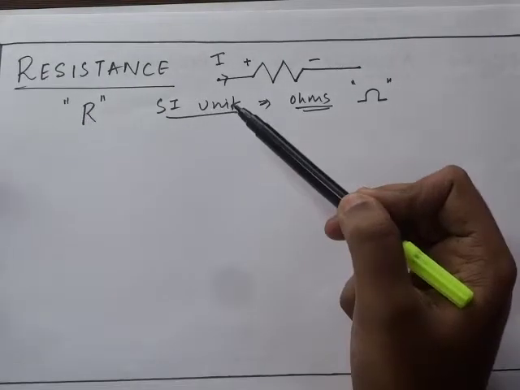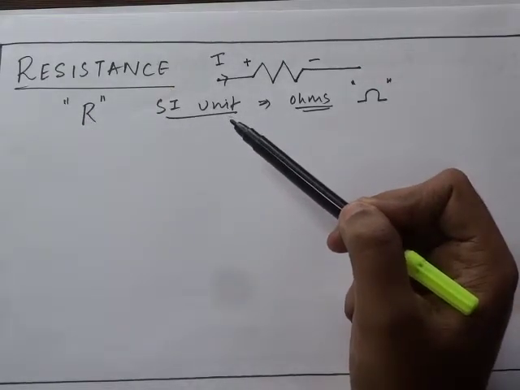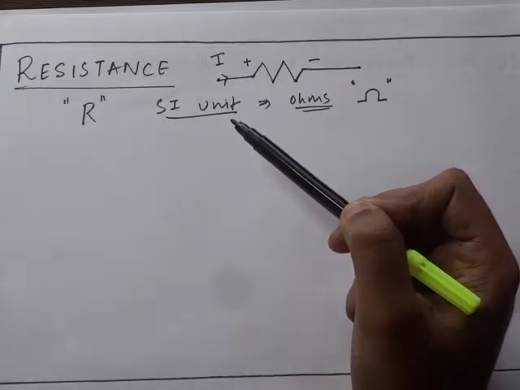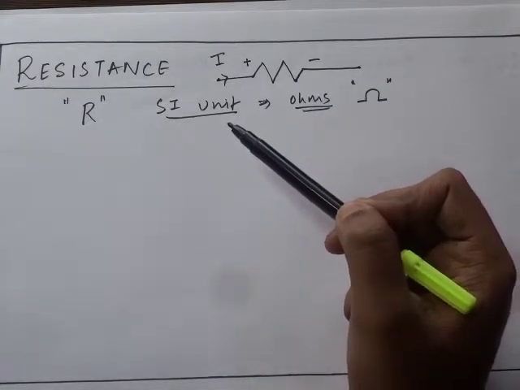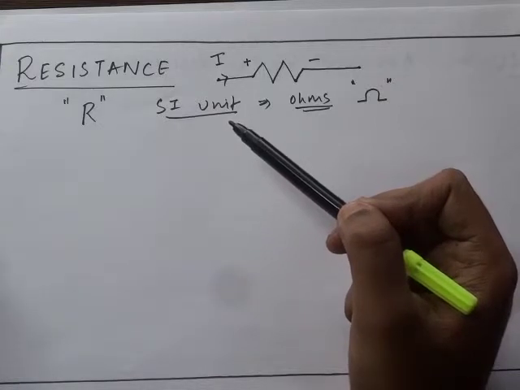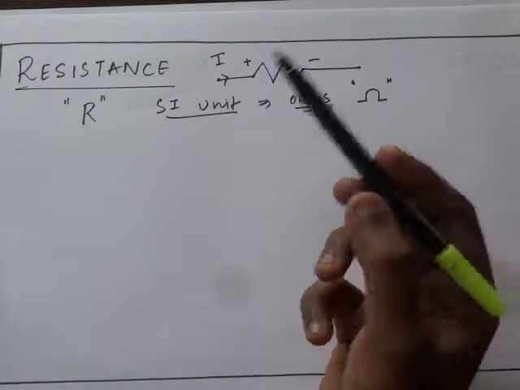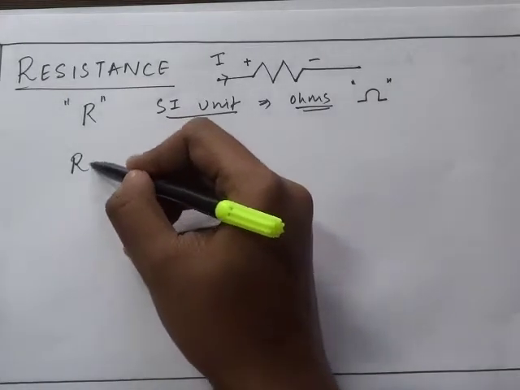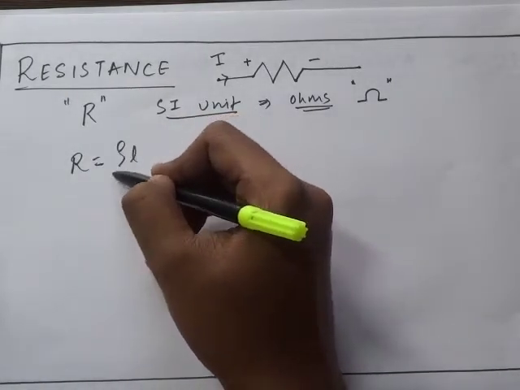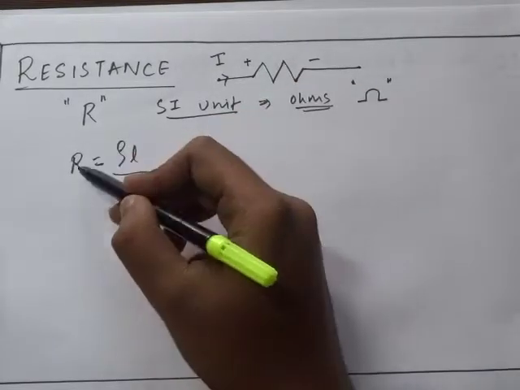So what happens is, resistance not exactly stops, it opposes the flow of current passing through it. The resistance of a material depends upon the physical properties of that material, and it is given by a standard formula, that is R equal to rho L by A. So R is the resistance.